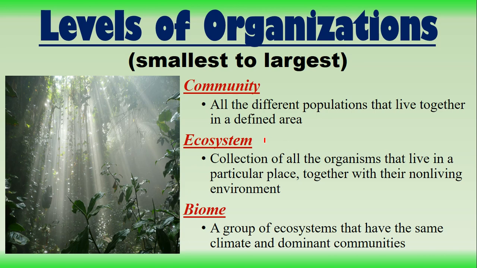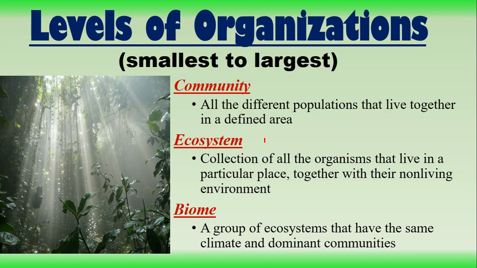An ecosystem is a collection of all organisms that live in a particular place together with their non-living environments. So you take all the communities and factor in rain, temperature, the land, all that equals the ecosystem. And then the biome is a group of ecosystems that have the same climate and dominant communities. And so those become big. And I'm going to do a video on different biomes.